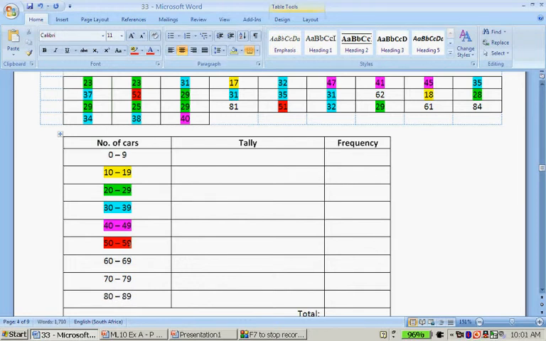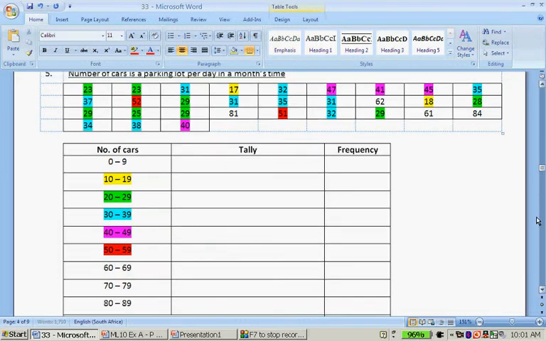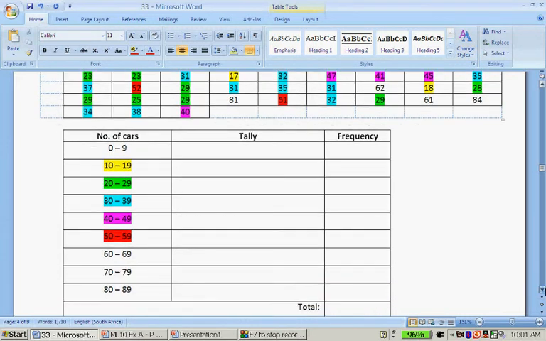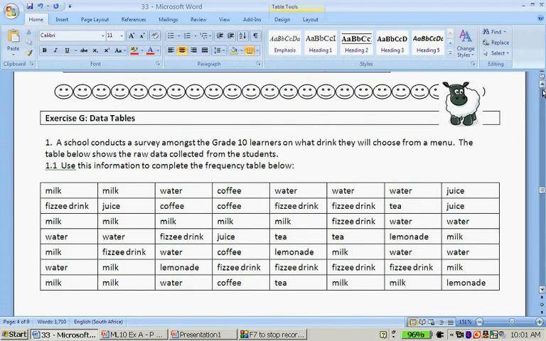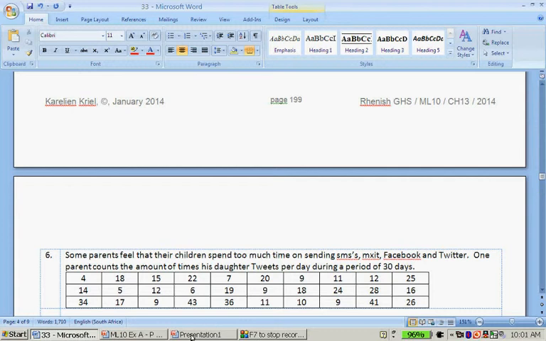Right, now what is important is that when you choose intervals, they usually represent the same amount of numbers. So between 0 and 9, there are 10 numbers, and between 10 and 19, there are 10 numbers. So what is important with this exercise is to know how big the class interval should be. Right, so that's question 5, and then 6 is the last one, so we'll get to 6 just now.